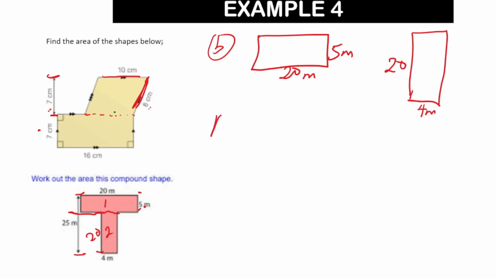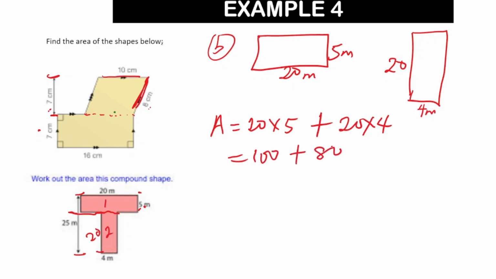So therefore, the area will then be 20 multiplied by 5 plus 20 multiplied by what? 4. So this is going to give us 100 plus 80. So the final answer will then be 180 meters squared. I hope this is very clear to you.